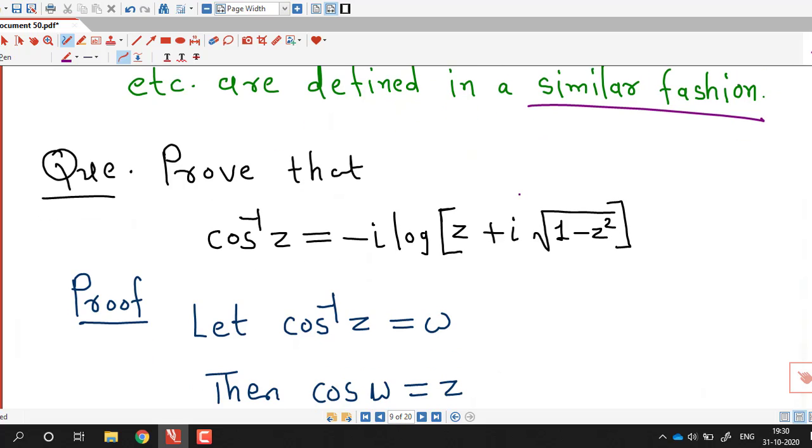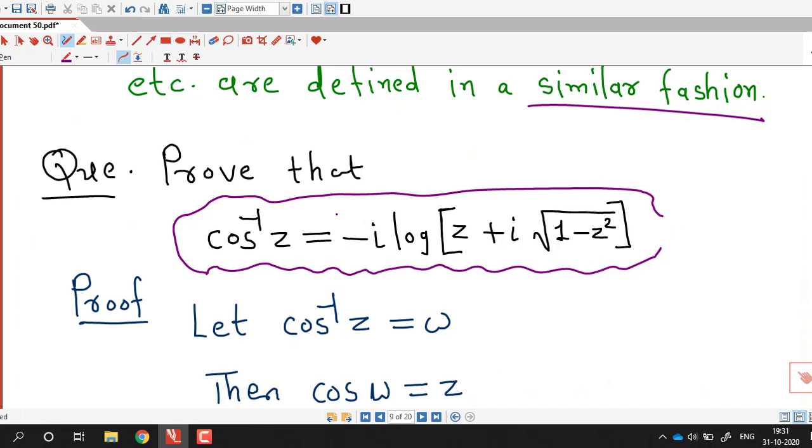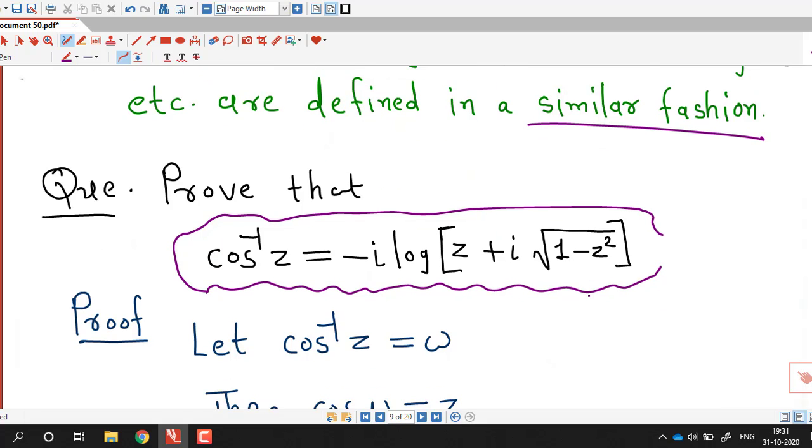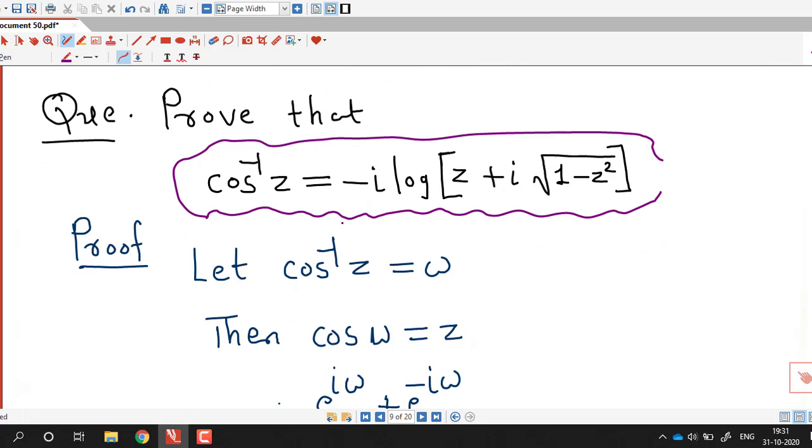These formulas are in terms of the logarithmic function. We know the complex logarithmic function, so using it we are able to represent inverse trigonometric functions in terms of logarithmic functions. First we prove this: cos inverse z is nothing but minus i log of z plus i times square root of 1 minus z square. We start by assuming that cos inverse z is, say, w.